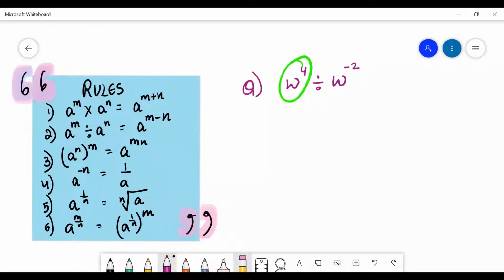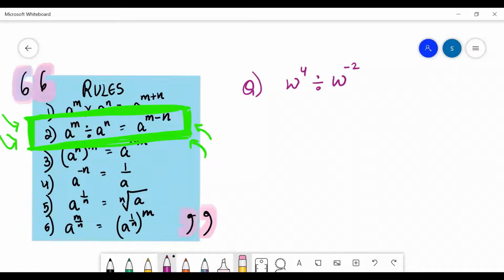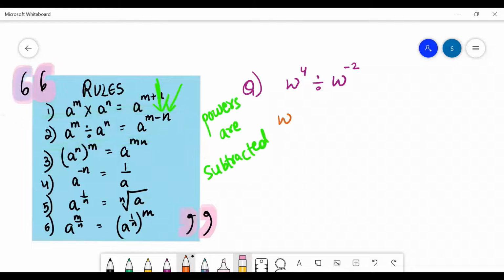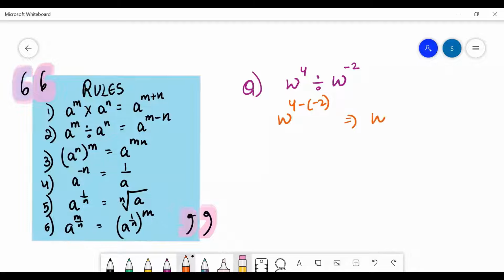Next we have w power 4 divided by w power minus 2. Again the bases are the same, the base is w, and it's a division. So we follow the second rule where the powers are subtracted. So the answer is w power 4 minus of minus 2, which is basically w power 4 plus 2, w power 6.